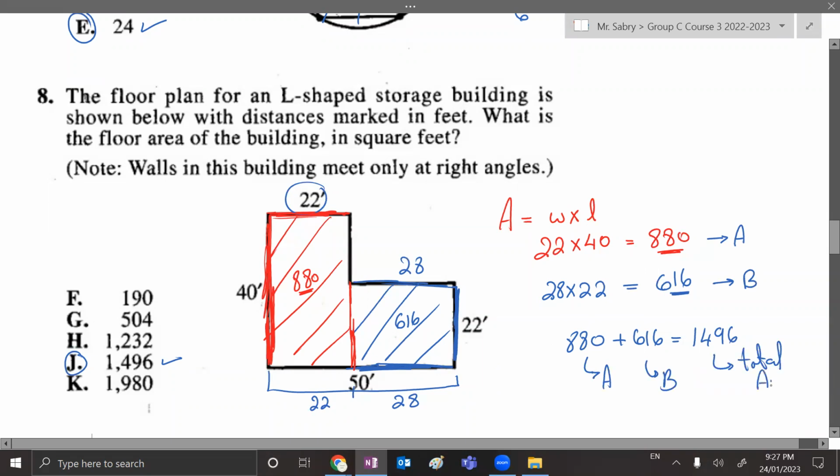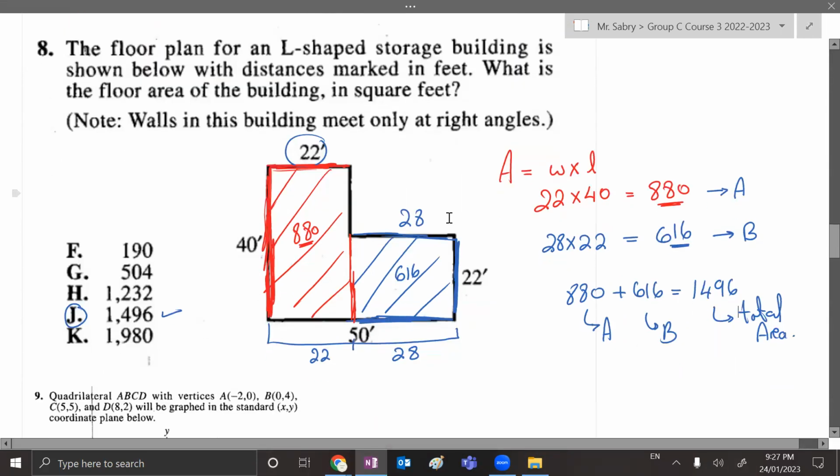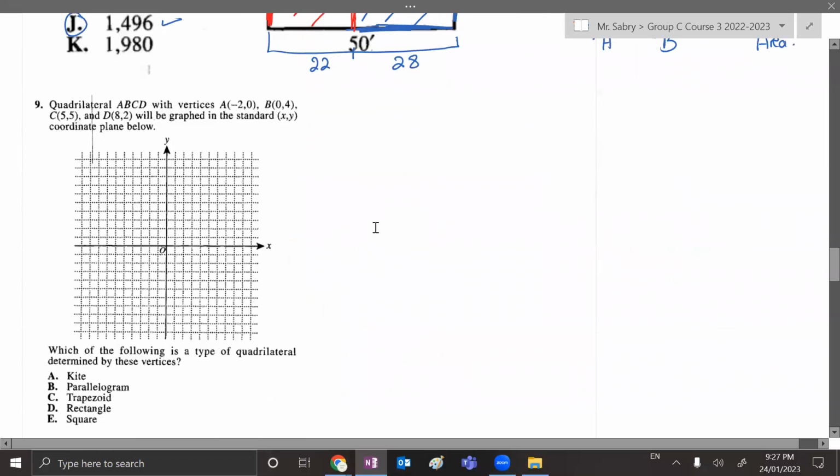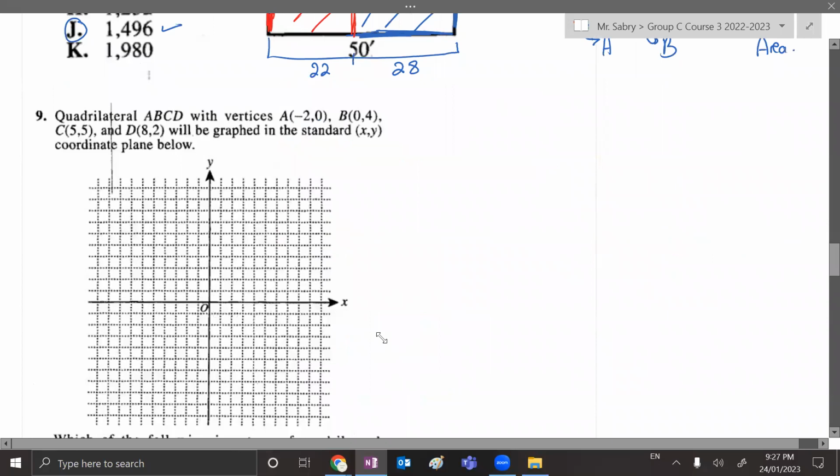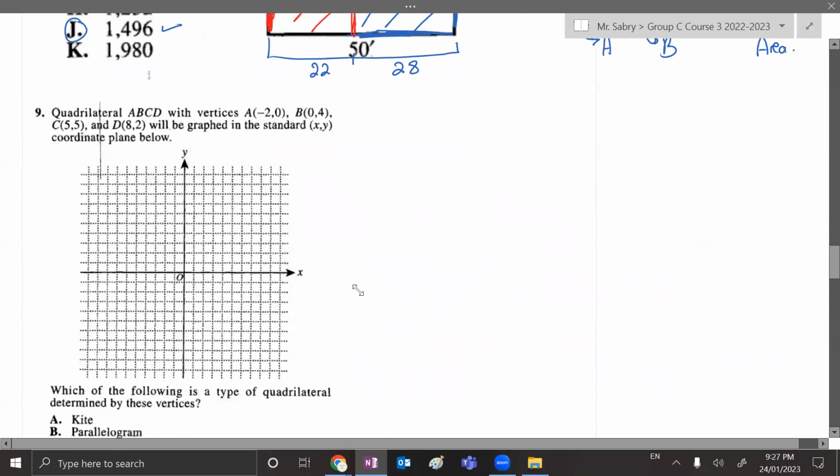Okay. Thank you. You're most welcome. Please ask right away. Number 9, a quadrilateral with vertices -2 and 0.